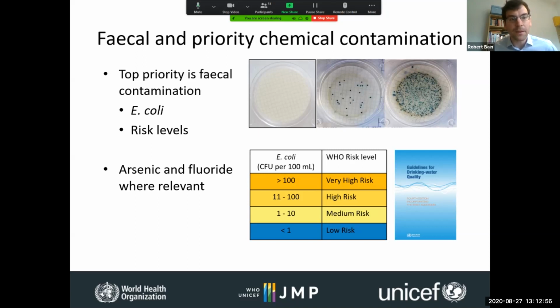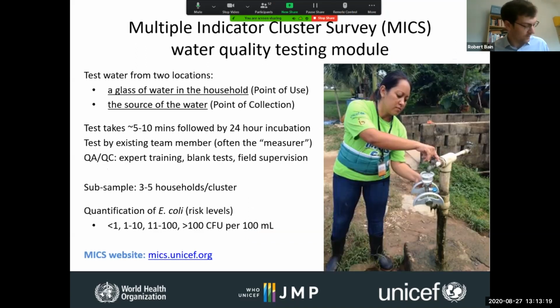And depending on the country, national priorities, which are also included in the global indicator where available, are arsenic and fluoride. And typically those will be tested either in the field or also in some cases in a laboratory. This is something that has been supported in a small number of surveys.